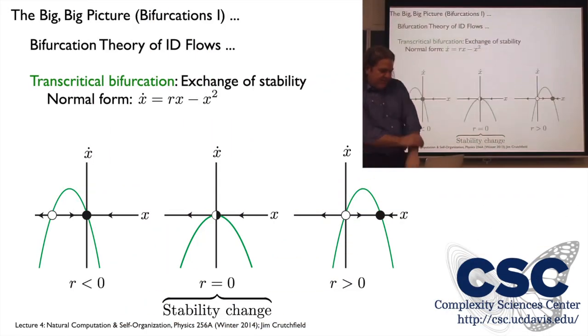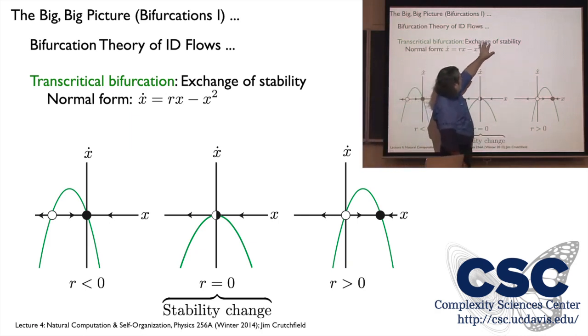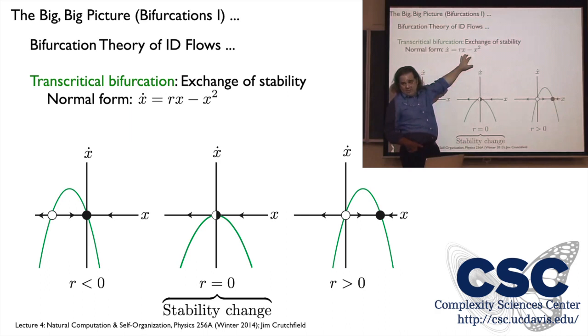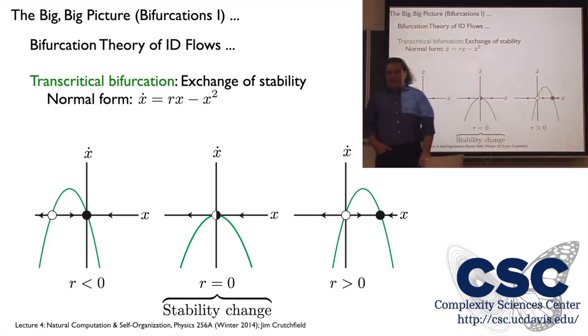The next kind of bifurcation is called transcritical bifurcation, or the exchange of stability. And we'll see why when we do the bifurcation diagram for that case. The normal form for this bifurcation is actually not so different. x dot is equal to r times x minus x squared. So all I did is add an x right next to the r.